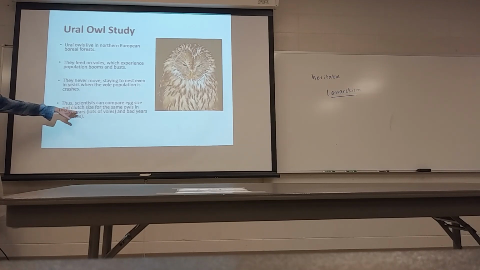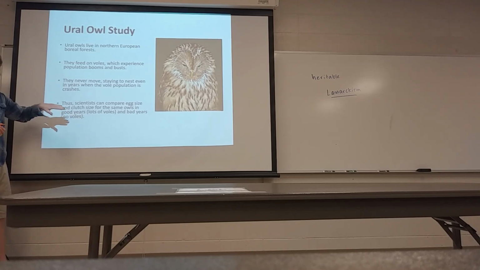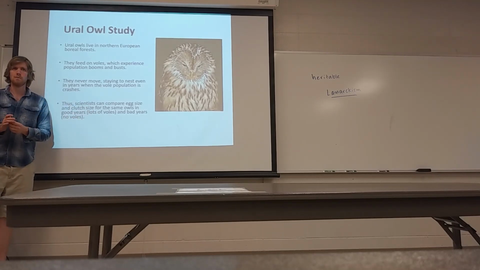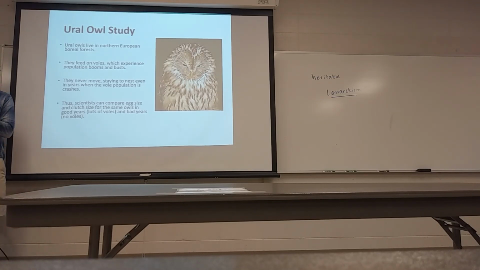On the other hand, if they produce a clutch of about 8 eggs in good years and about 2 or 3 in bad years, then the number of eggs they make is influenced by environmental factors more than their genes. They found out it's mostly the genes. The clutch size doesn't really change no matter how much food there is. But this is one example of how you could study nature versus nurture, environment versus genes. But most of the time it's really hard to do it.